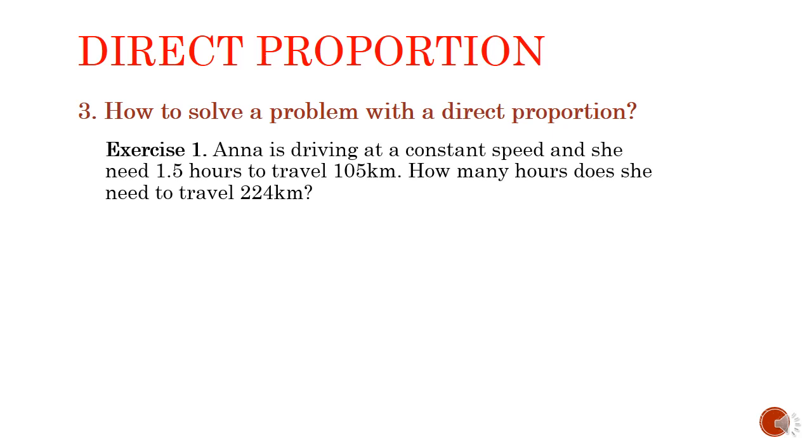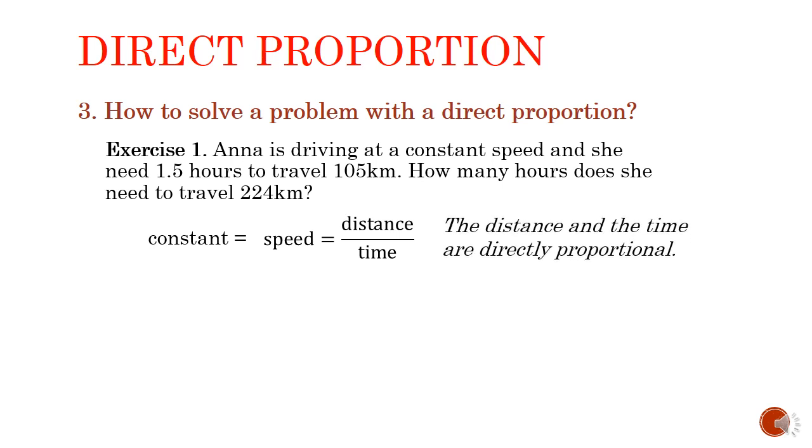Exercise 1. Anna is driving at a constant speed and she needs 1.5 hours to travel 105 kilometers. The question is, how many hours does she need to travel 224 kilometers? We know that speed is the ratio of the distance and the time it takes to do so. So, if the speed is constant, the distance and the time are directly proportional.